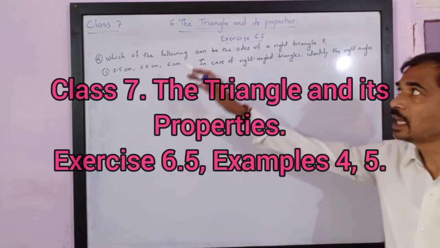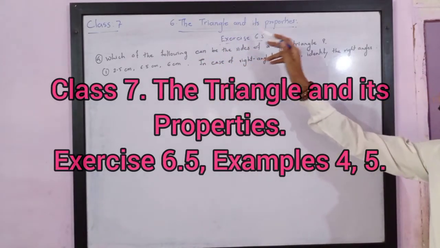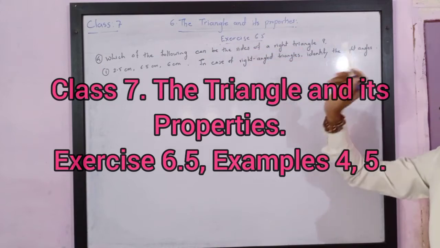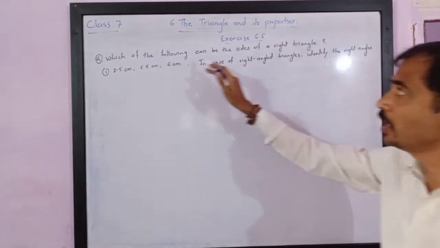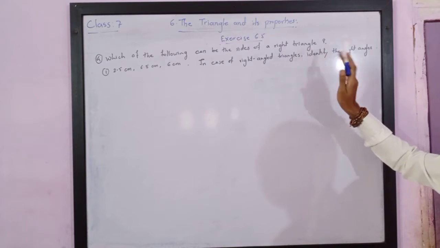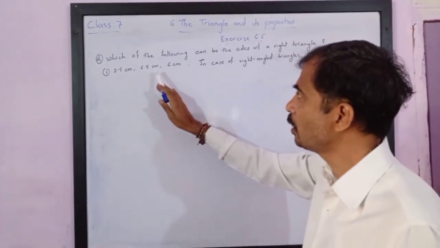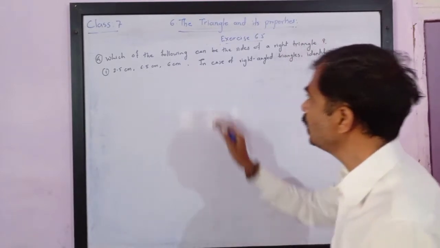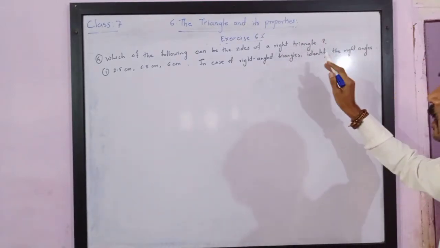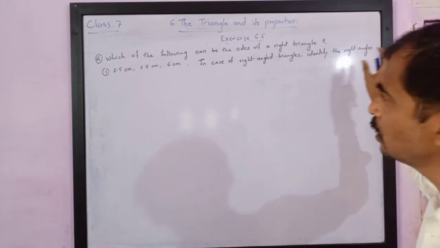Dear friends, in class 7 we are studying the 6th chapter, the triangle and its properties. In exercise 6.5 we have the fourth question. Which of the following can be the sides of a right triangle? Now three sets are given. We have taken first 2.5 centimeter, 6.5 centimeter and 6 centimeter. In case of right angle triangles, identify the right angles. So this is the question asked.